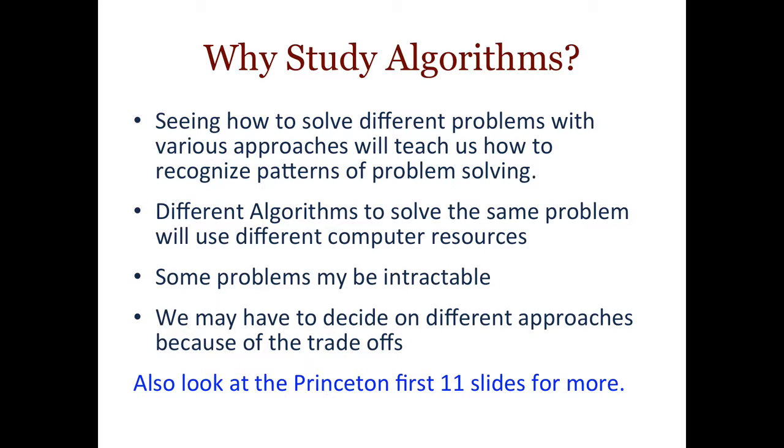Different algorithms to solve the same problem will use different computer resources. So you're also going to learn an appreciation of when you design an algorithm, how to think about how efficient it is, how do you make it more efficient, and how do you measure that. This mentions here that some problems may be too big to solve, so you may want to either find another way of solving it, or as you go on in computer science, you'll learn more about figuring out if it really is unsolvable. And we may have to decide on different approaches because of trade-offs.